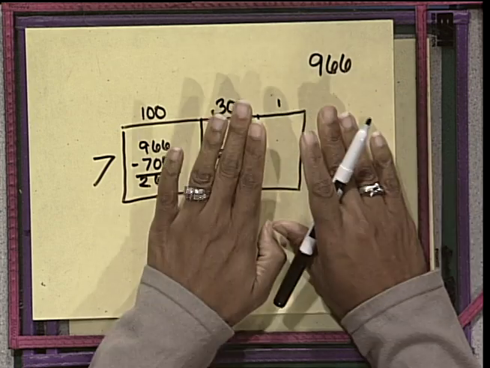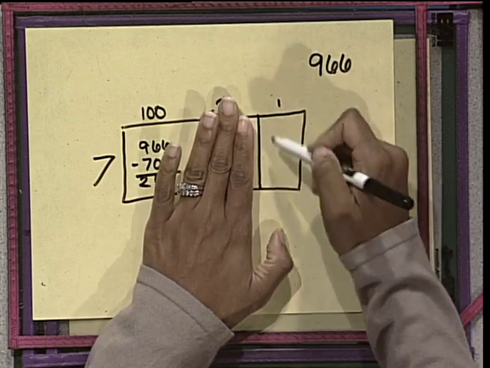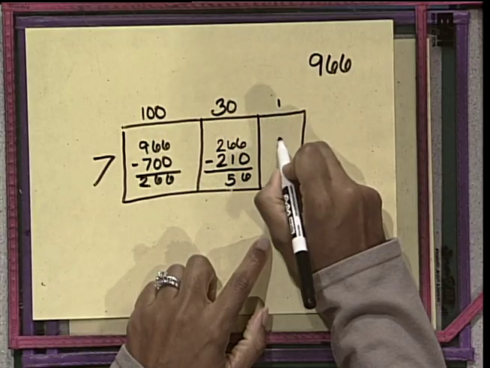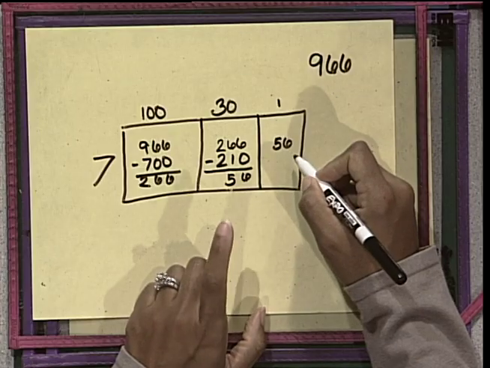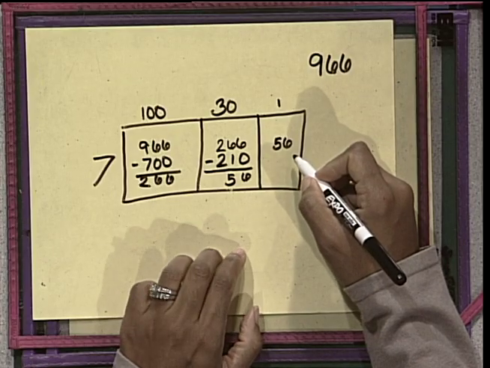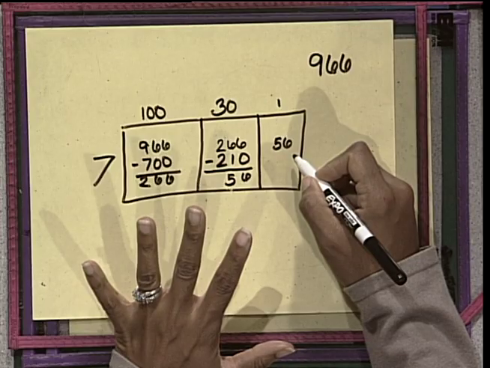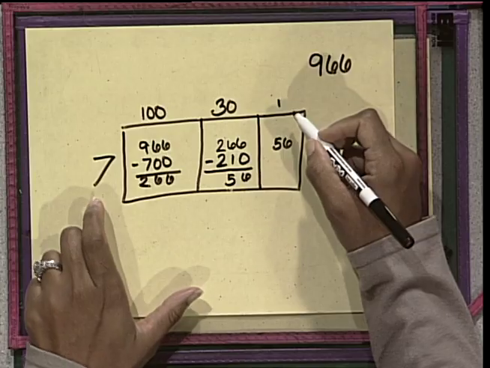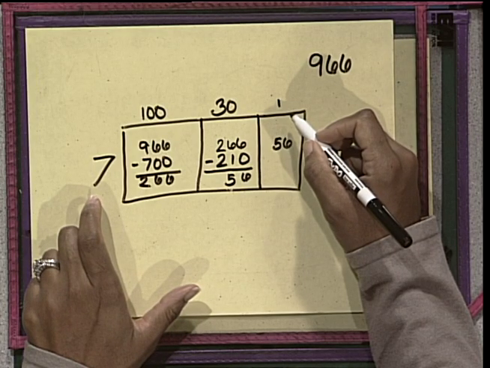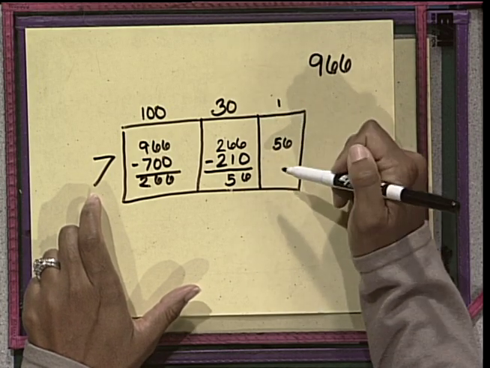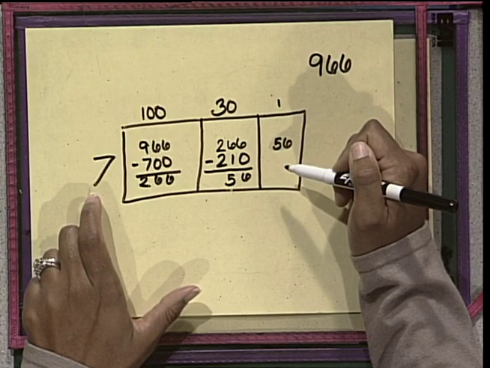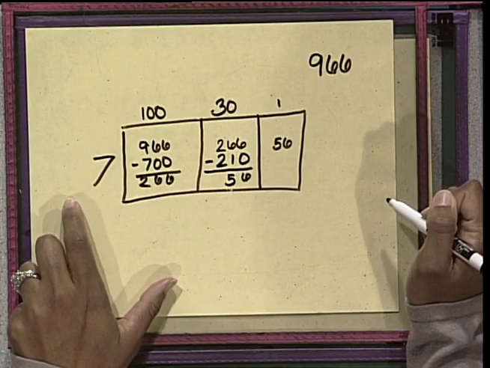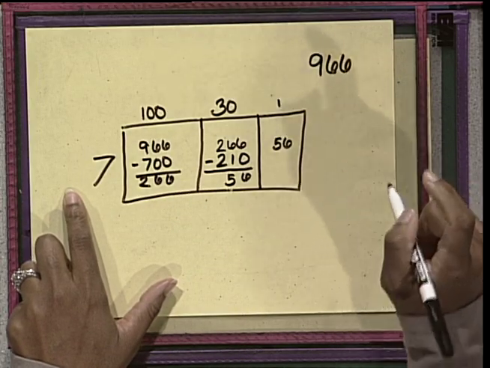1 unit would have a square unit of this rectangle would be 7. 7 times 1 is 7. I need to get close to 56. 1, 2, 3, 4, 5. 5 times 7 is 35. 6 times 7 is 42. 7 times 7 is 49. I'm getting closer to my 56. Let's do 8 times 7.